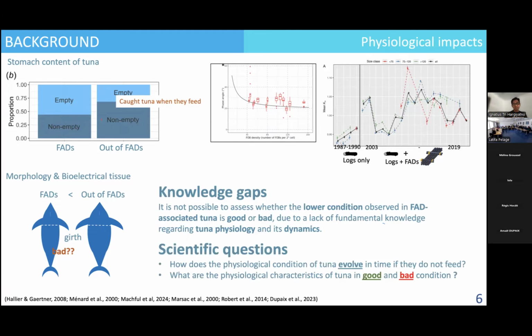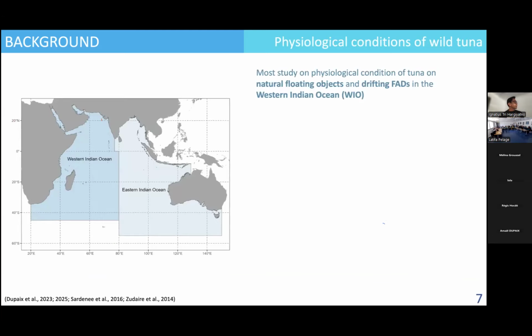I raised two central questions from these gaps. How does the physiological condition of tuna evolve over time when they are not at FADs? Is it representative of tuna in FAD conditions, and what are the physiological characteristics of tuna in good or bad condition? In the context of tuna condition in the wild, most studies on the physiological condition of tuna were held on natural floating objects, on drifting FADs, and in the Western Indian Ocean.